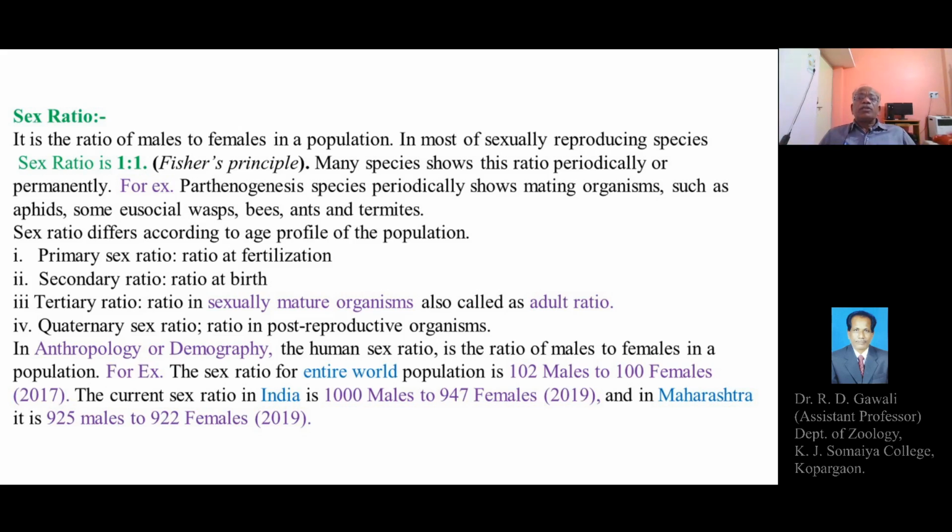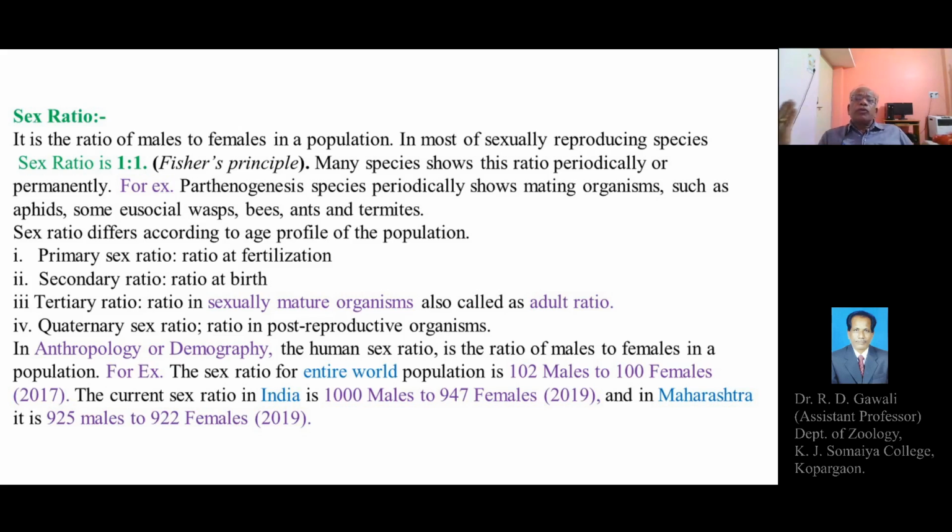According to Fisher's principle, most sexually reproducing species have a sex ratio of 1:1, one male, one female. Fisher's principle explains that in most sexually reproducing organisms, the sex ratio is 1:1, that is, one male, one female.